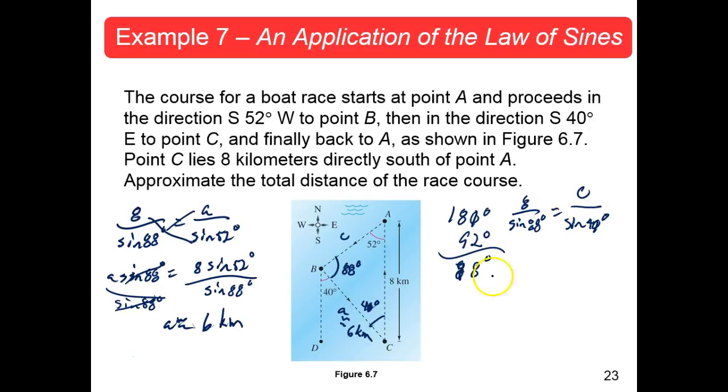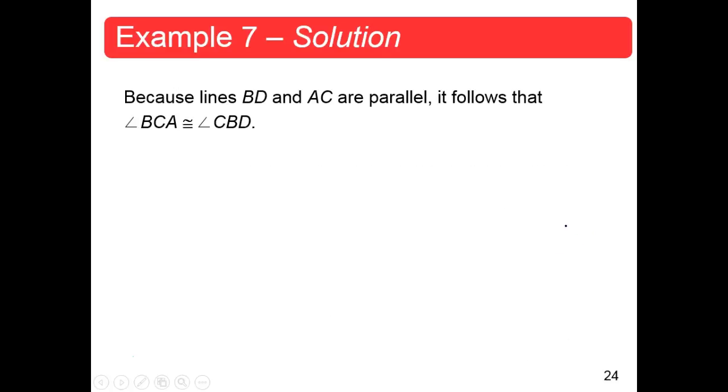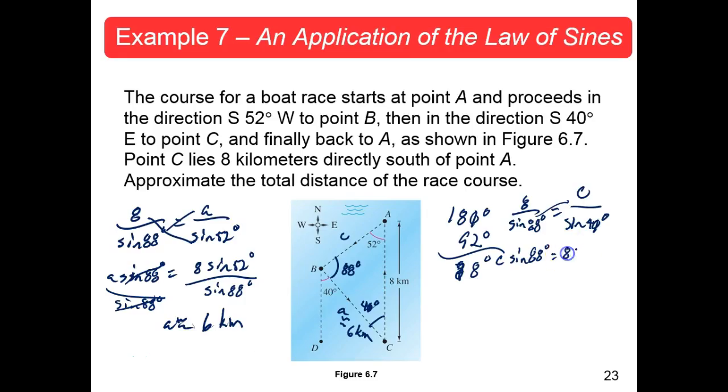But just to remind yourself, cross-multiplying here, c times the sine of 88 degrees is equal to 8 times the sine of 40 degrees. Then divide both sides by the sine of 88 degrees. These go out, and you have little c equal to about 5? Approximately 5 kilometers.